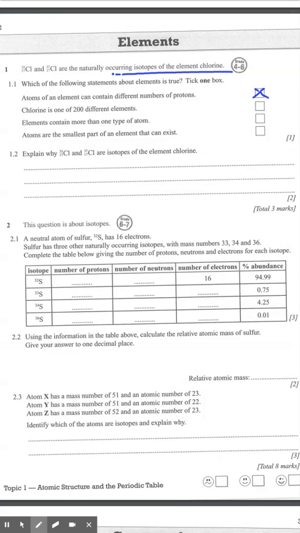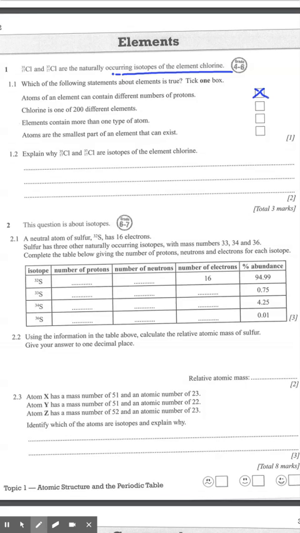Chlorine is one of 200 different elements. That's currently incorrect. Something in the region of 110 elements, depending on which periodic table or how up to date your system is. Elements contain more than one type of atom. Again, incorrect. It's a mixture for a start, but also different types of atom will be a mixture of different elements.